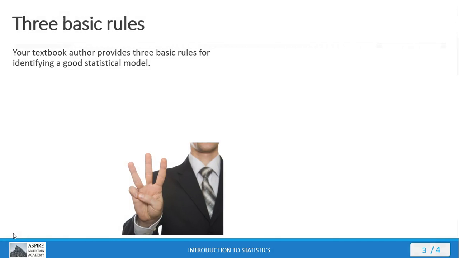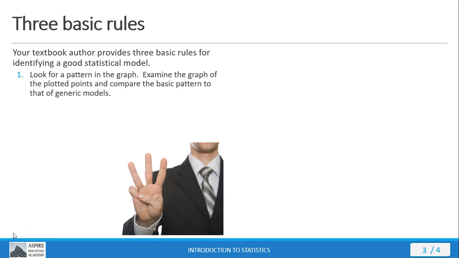So, 3 basic rules are identified by your textbook author for identifying a good statistical model. We're going to go over these rules, and then I'm going to show you some slight quibbles that I have with these rules based on my years of experience actually making nonlinear regression models out in industry. The first item that your textbook author goes into is to look for a pattern in the graph.